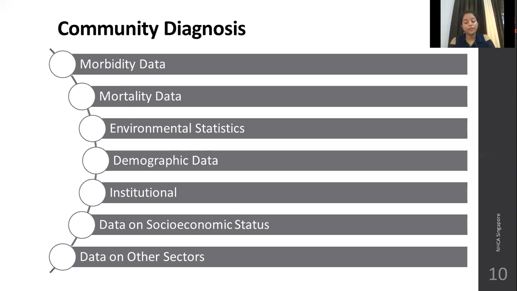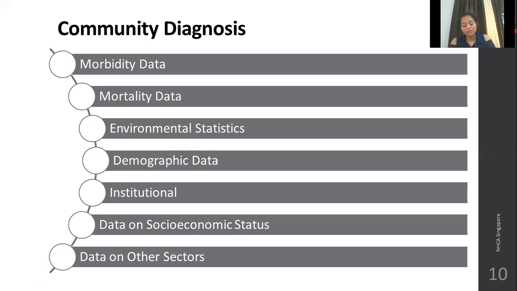It's morbidity data, what is the prevalence rate of communicable diseases, non-communicable diseases, rate of accidents, road traffic accidents taking place, lifestyle diseases in your area. Mortality, what are the crude death rate, age specific death rate, maternal mortality rate, infant mortality rate in your area, life expectancy at birth, all these data has to be done.